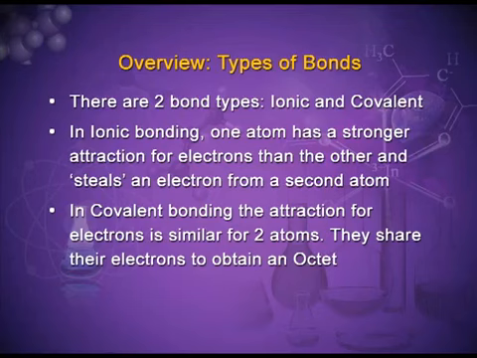So let's have an overview of the two types of bonds. There are two bond types, ionic and covalent. In ionic bonding, one atom has a stronger attraction for electrons than the other, and it steals an electron from a second atom. In covalent bonding, the attraction for the electrons is similar for the two atoms. They share their electrons to obtain an octet.